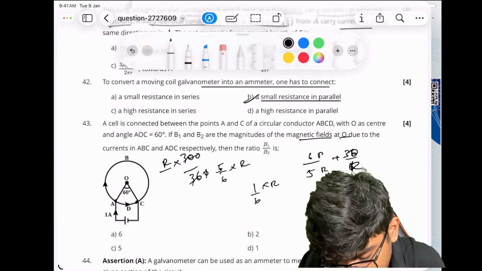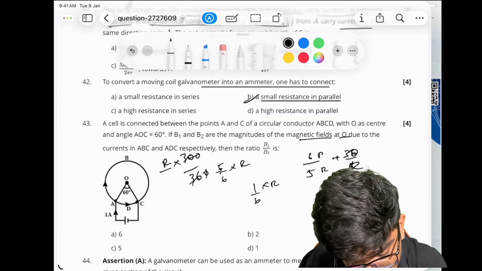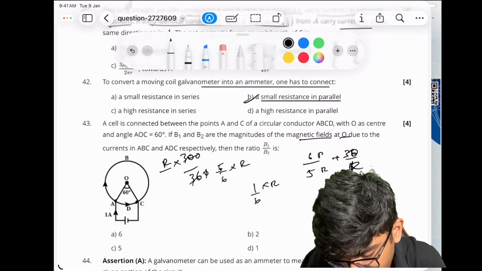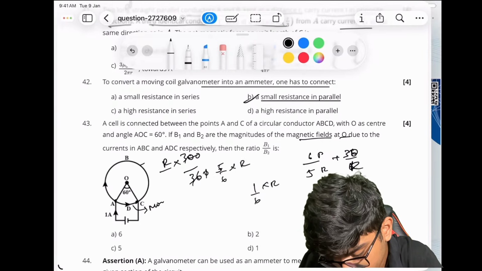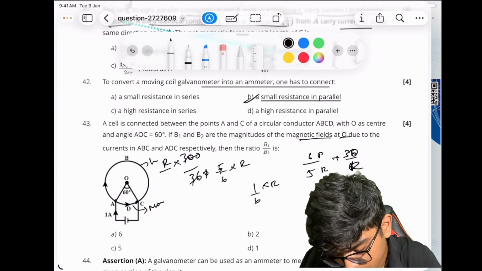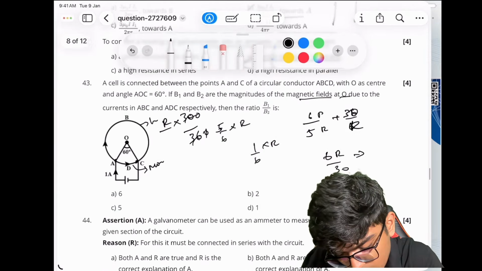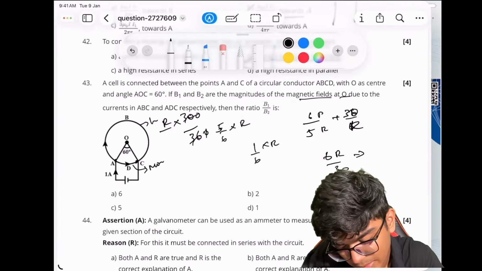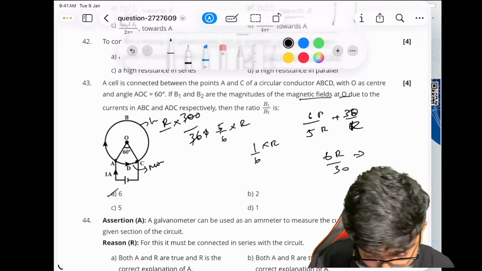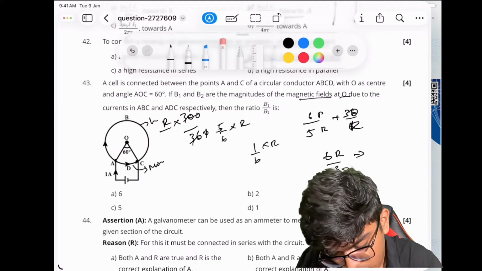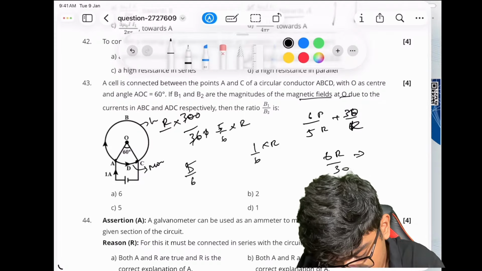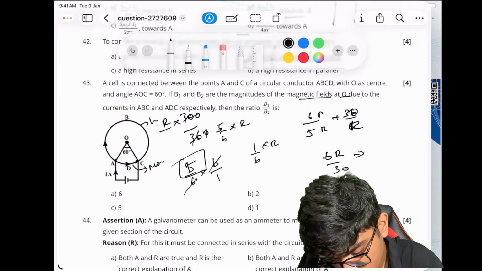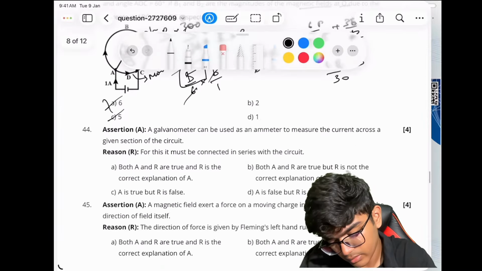So current is in the inverse ratio of resistance. Okay, this will have more current, this will have less current, so it will be in the ratio of 5 by 6 into 6 by 1, which is 5. See, 5.